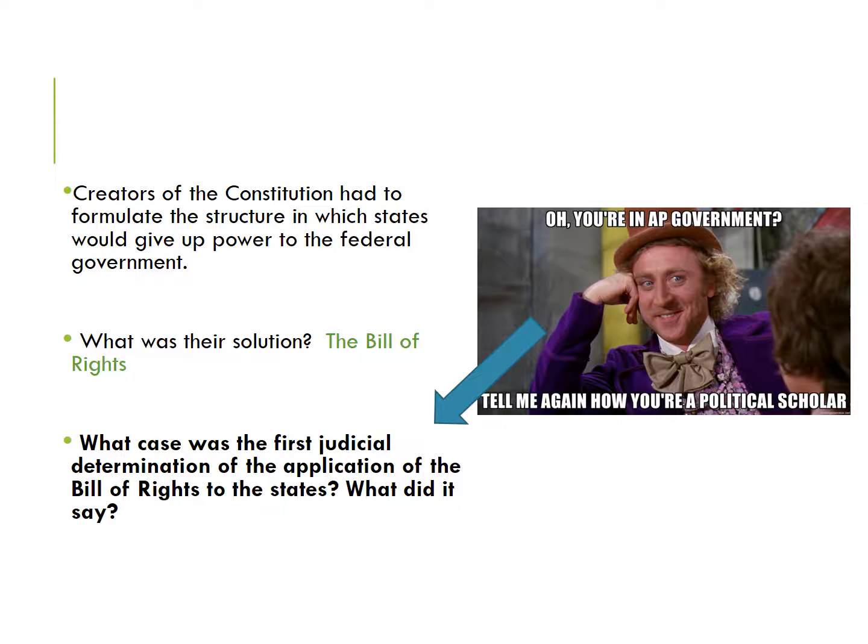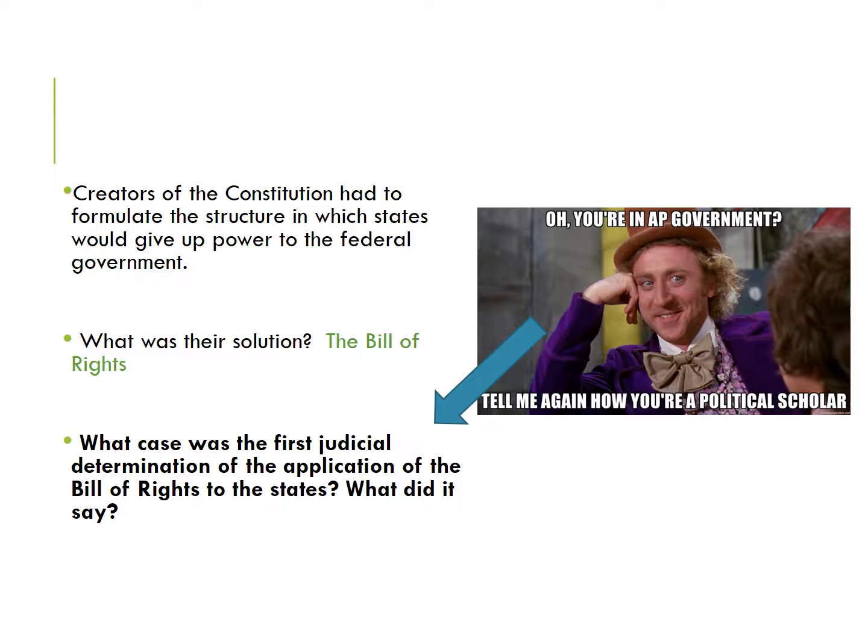So the creators of the Constitution had to formulate a structure in which states would give up power to the federal government because the Articles of Confederation were too weak. And so what we needed was for the states to give up some power to have a stronger central government and have a federal government where states and the national government share power. So the solution, because the anti-federalists distrusted the Constitution as is, was to have the Bill of Rights.